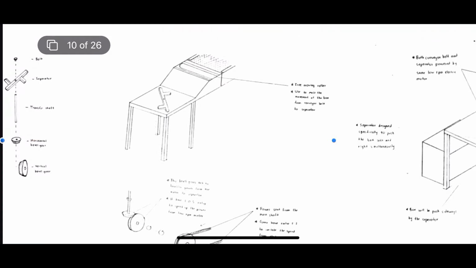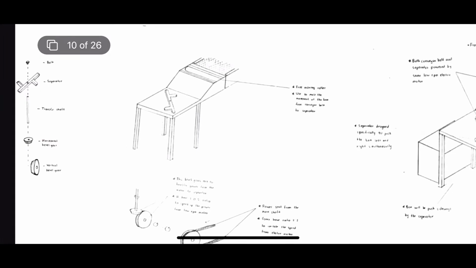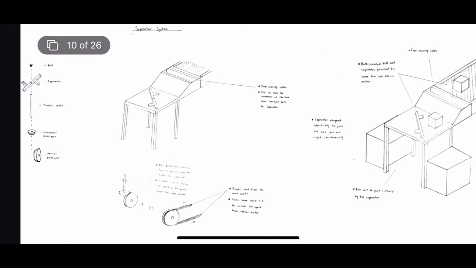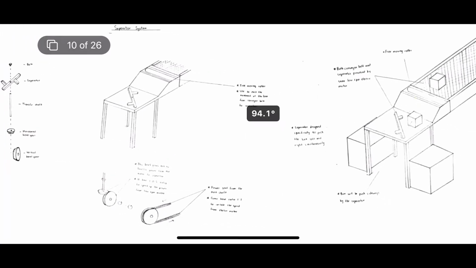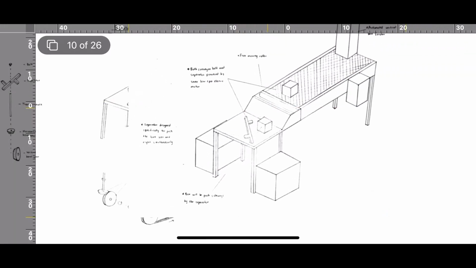This separator will rotate according to the power from the motor and will push the box side by side, left and right simultaneously. But the weakness of this design is that it will not push the box 90 degrees to the side.